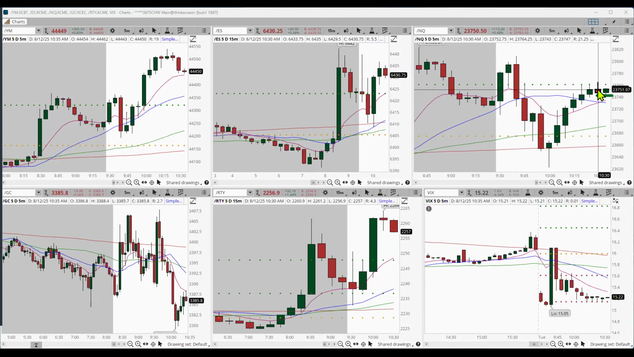You know what? The low is 43. Yeah, let's lock in 20 points in this one. I know it's not a big deal, quarter R, but yeah, let's do it. Raise the stop to 2740.